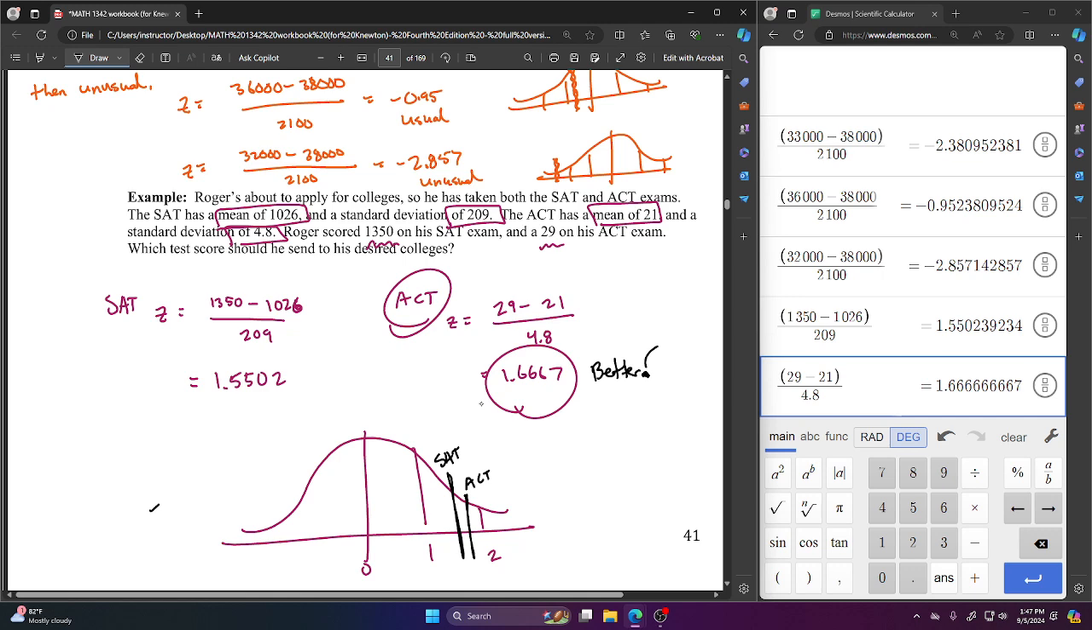Cool? You see the point of it now, right? Because just looking at this, I wouldn't know which one's best. And so now we know. We can actually look at it and verify.